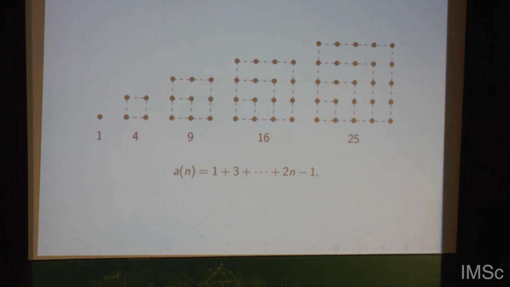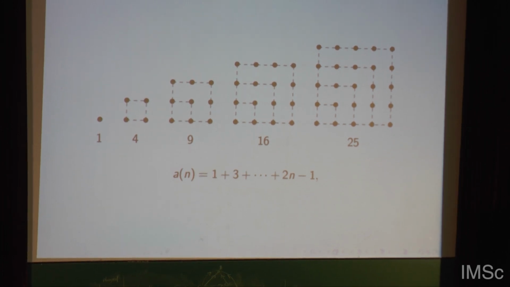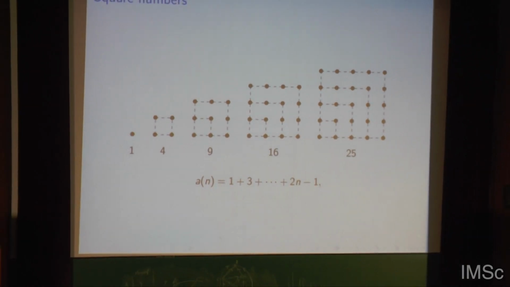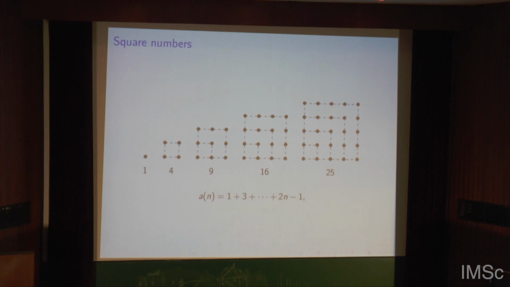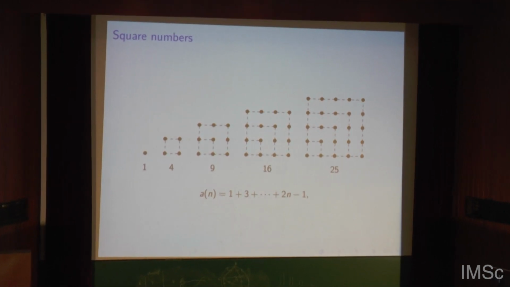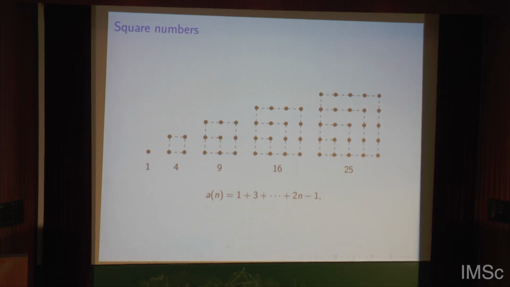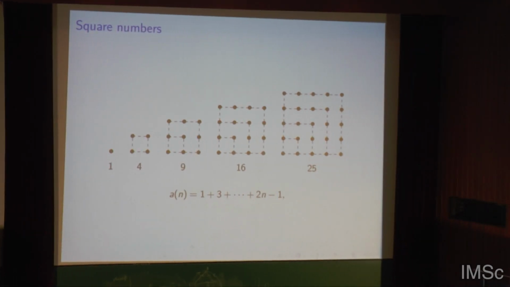So yeah, here's an interesting thing. There's another way to think about these numbers. The nth square number is also the sum of the first n odd numbers. So like 9 is 1 plus 3 plus 5. And 16 is 1 plus 3 plus 5 plus 7. Can you see why this is true?